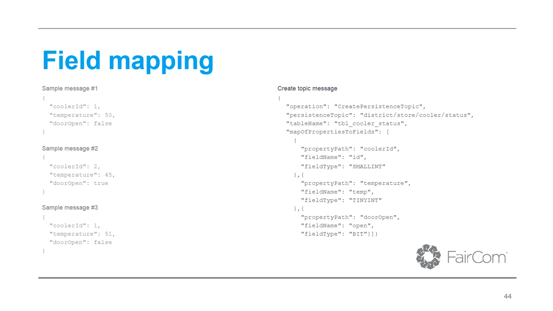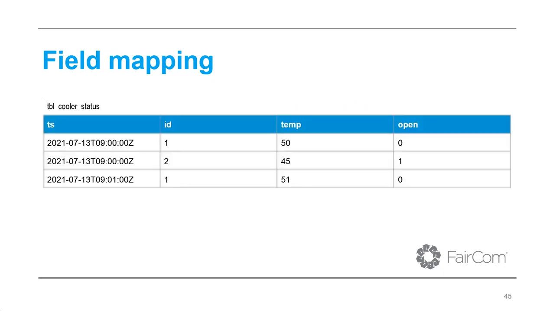Temperature, you know, temp, and then door open. And I just called that open as my column name. So if I knew that this is what my messages were going to look like, this is how I would create my persistent topic. And this is how those messages would look under the covers, right? I inserted those three messages behind the scenes. Those three messages were inserted as rows in this TBL cooler status table.